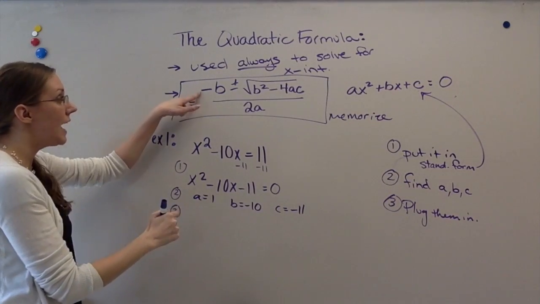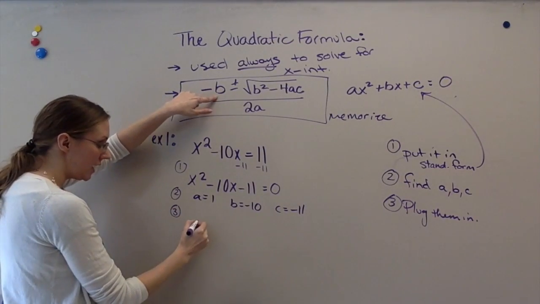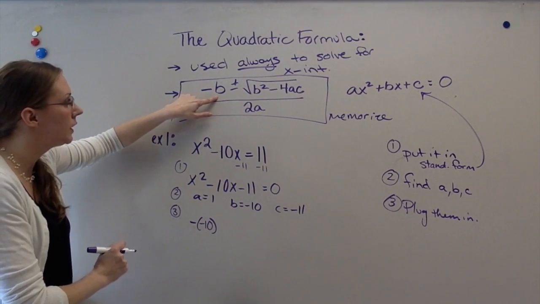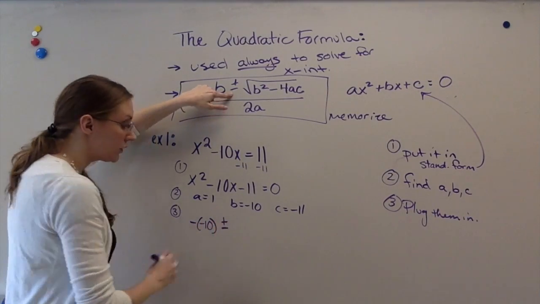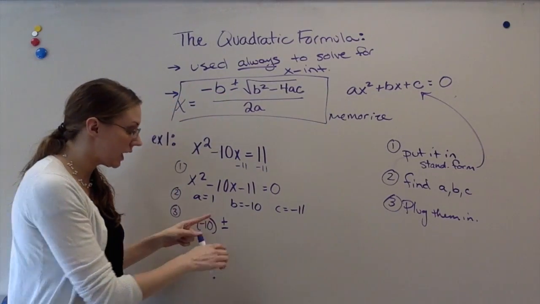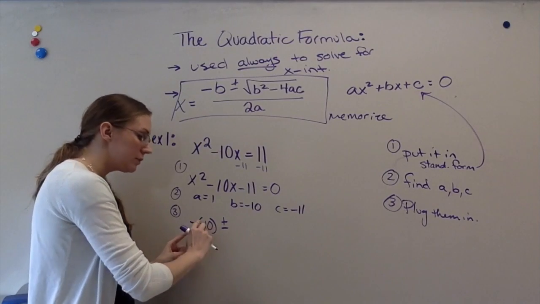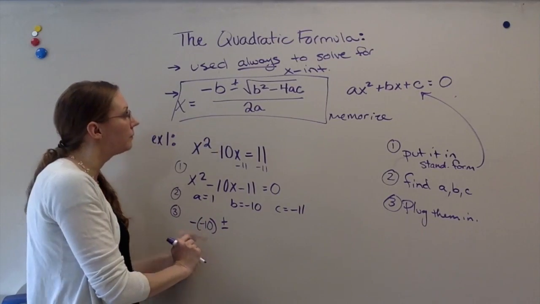So I have negative b. So this is a negative of negative 10. I'll simplify it later. Plus or minus. So we know that means and shows us how we're going to get our 2 solutions. One of them is going to be the sum of our numerator. One of them is going to be the difference of our numerator.